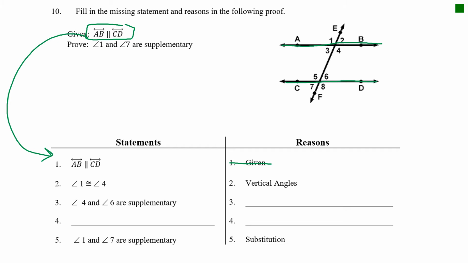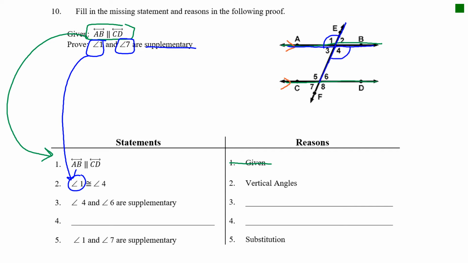Now, we can't really mark up the picture with that piece of information because they're parallel. The only thing we could do is maybe draw this arrow on it, to show that those two lines are parallel. All right, now we want to prove that angle 1 and angle 7 are supplementary, which means that they add up to 180. So it only makes sense that I want to say something about angle 1 and angle 7. In statement number 2, I say something about angle 1. I say that it's congruent to angle 4. So here's angle 1.